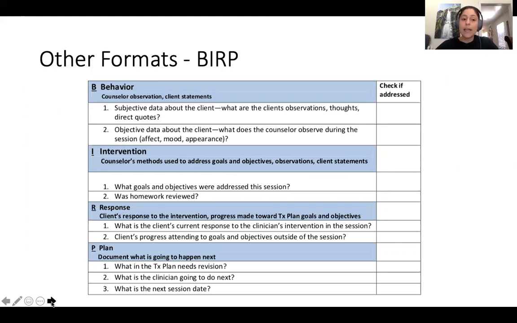All right, so although GIRP is the most widely used format for progress note writing, there are other formats, and your agency may use something different. This one here is BIRP. It's a different format, but it's very similar. All that's changed here is that the goal has been integrated into the intervention section. So in intervention, it says what goals and objectives were addressed and was homework reviewed. And it's added B, behavior. In the behavior section, you're providing subjective and objective data about the client based on your observation and the client's statement. Those are the only differences.